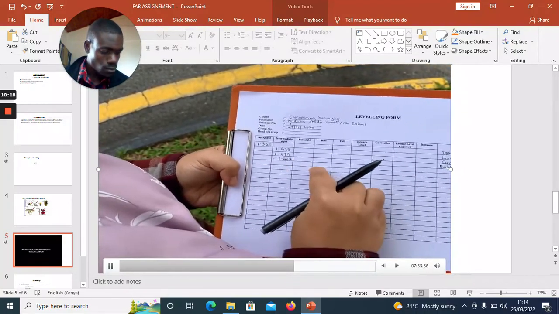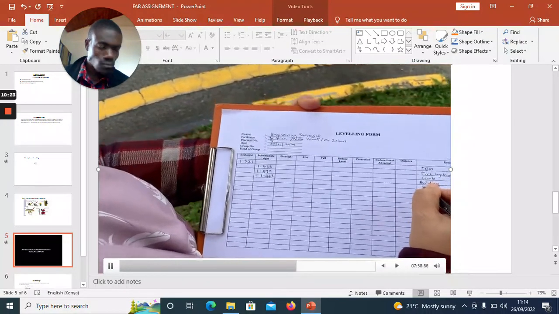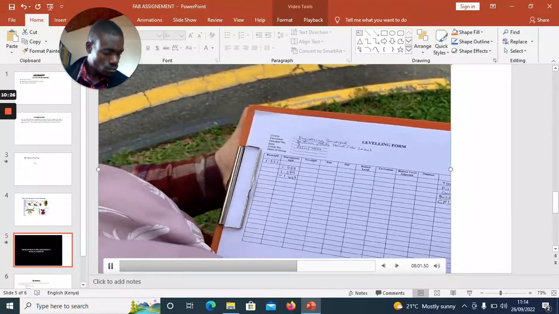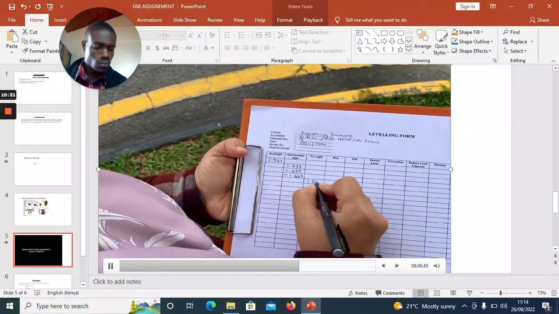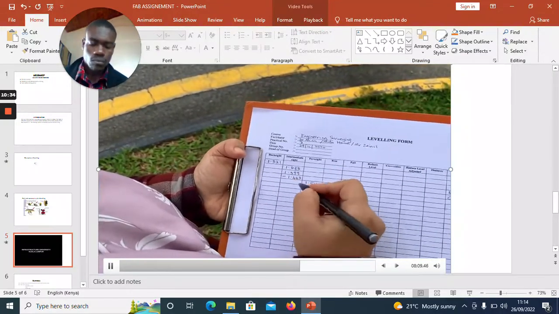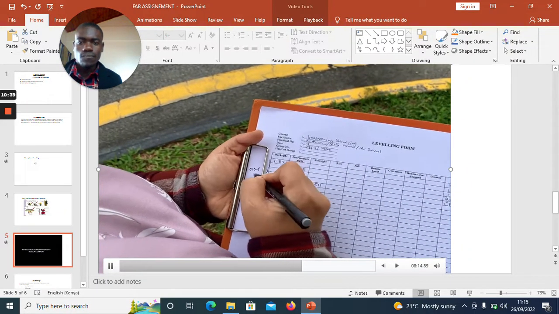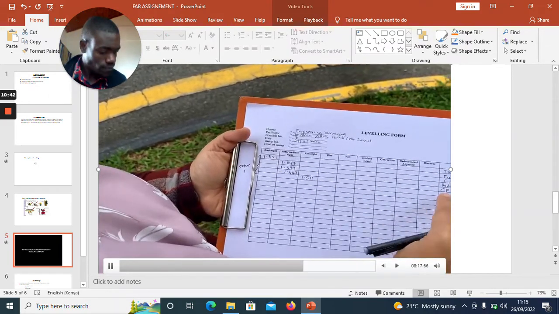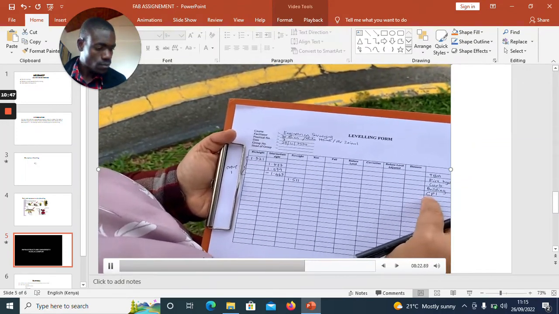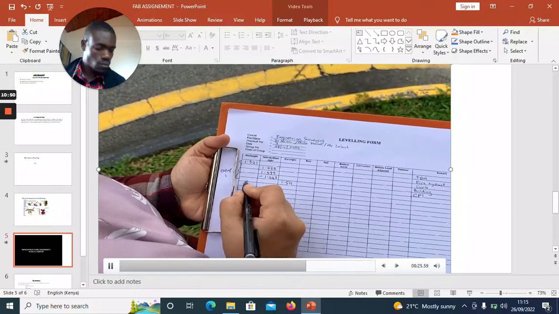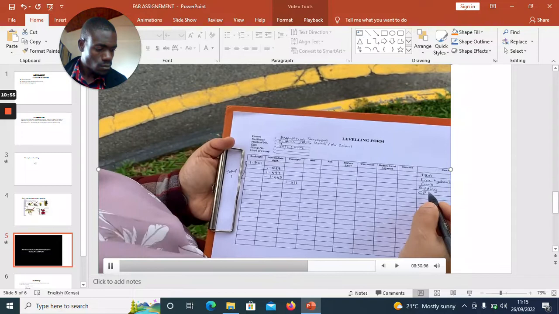Right, and then you are going to take a foresight to any changing point. Let's say your first changing point, CP1. So you will write down the value of your reading. Okay, then one setup. So here is setup 1. Okay, so when you move to a new instrument station, it will be setup 2, and you will start back to take the backside reading. You have to write down here CP1 because you are picking up the reduced level from CP1.